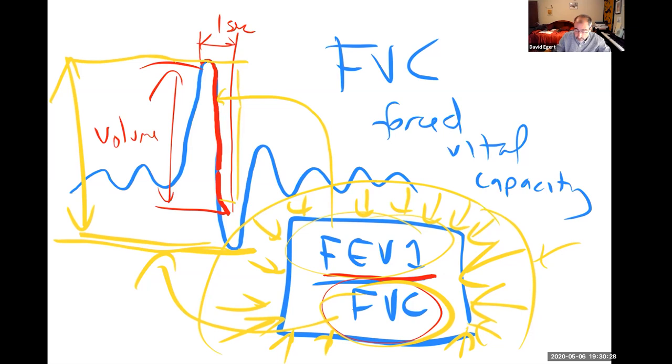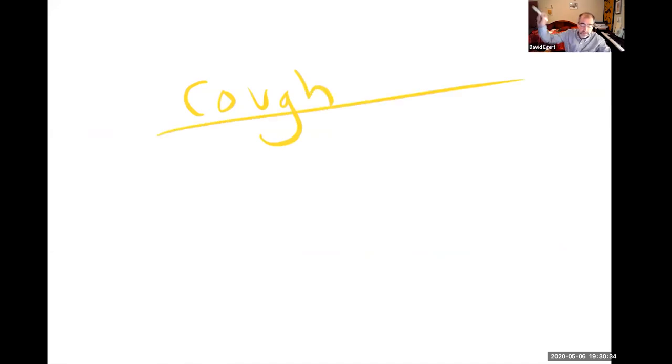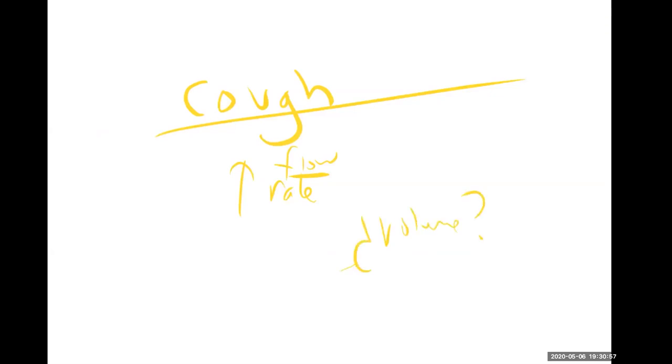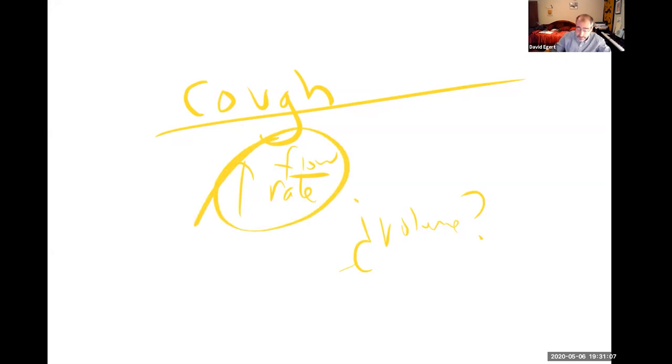What else? Cough. We looked at coughs. How is a cough different from just an exhale? The rate? Yeah, this had a really increased rate. Or flow. What about the volume? It stayed pretty similar. Yeah, so that was one of the things I always find kind of surprising. It's going out really fast, but the amount of air that leaves in a cough is no more than a normal exhale, a quiet exhale.